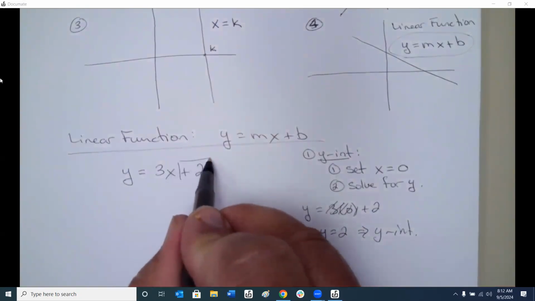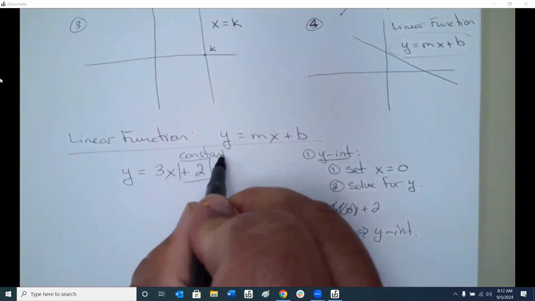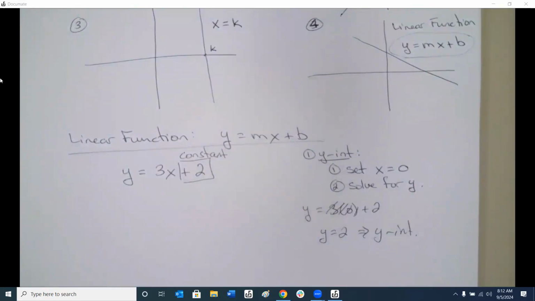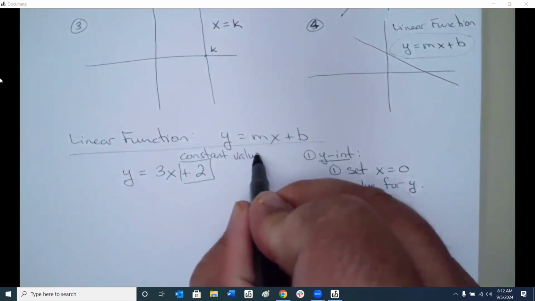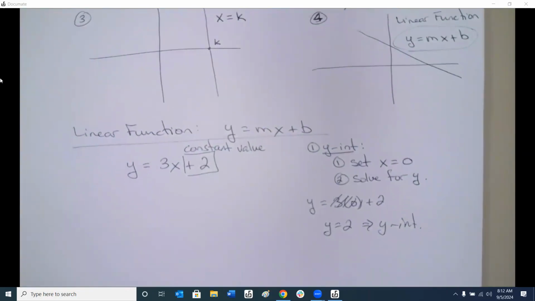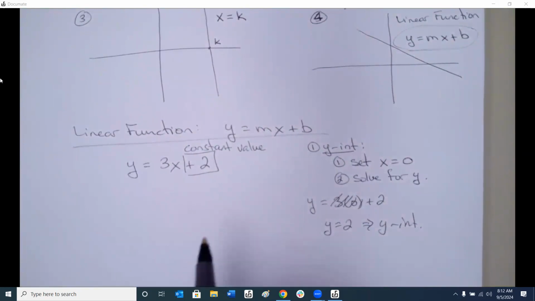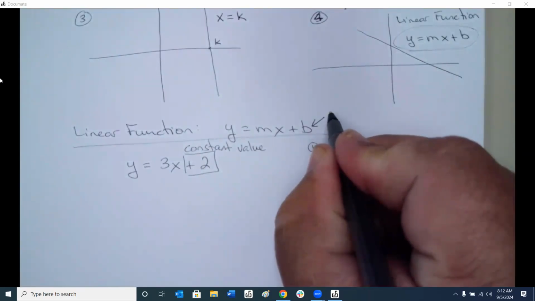The constant is always the y-intercept. The constant value. In other words, it doesn't have an x or a y next to it. So that's what b represents.